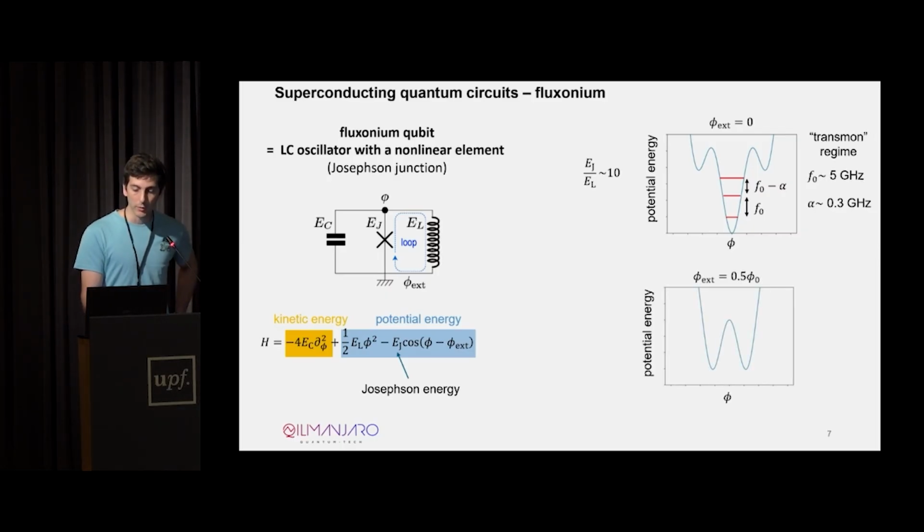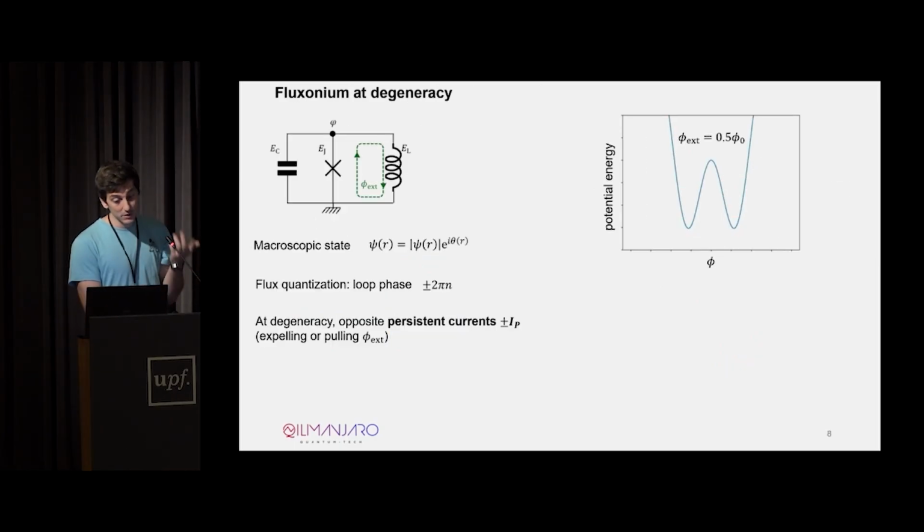We are interested in the regime in which the external flux is equal to half flux quantum, in which the potential energy has this peculiar double well line shape. Let's see what happens around this point, when the external flux is equal to half flux quantum, which is called degeneracy. To understand what happens around degeneracy, I just remind you that whenever we confine electrons in a superconductor, they are generically described by a microscopic state, which has this wave function here, with an amplitude term times this phase term.